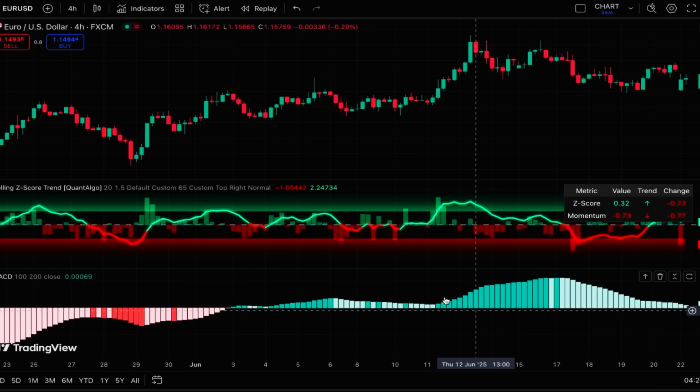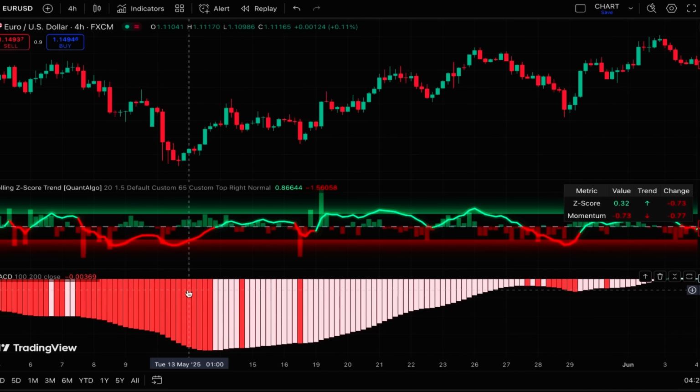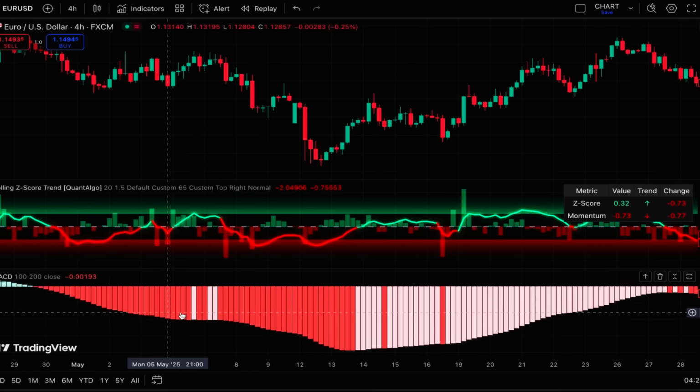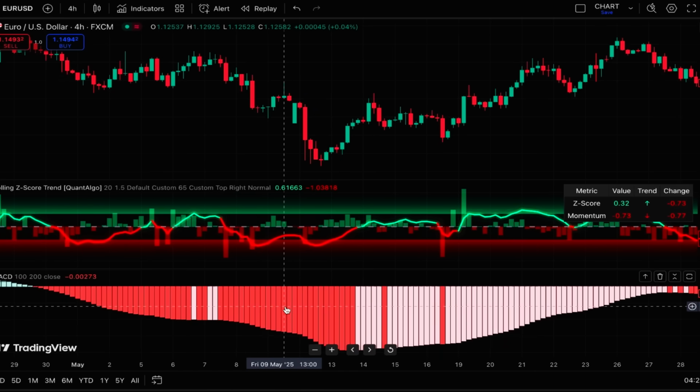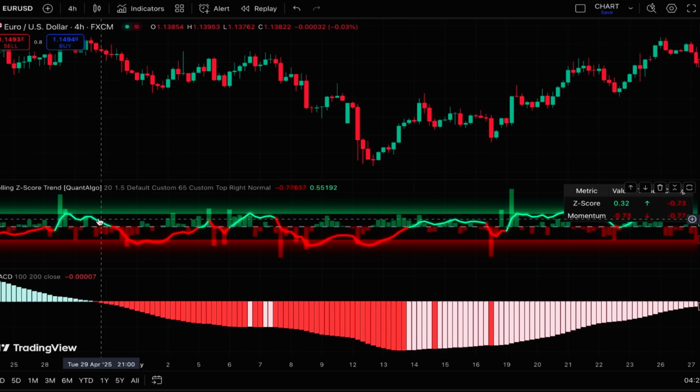This MACD with the special settings that I made can help us with longer term trend of the market. When it is green, the market is trending up, and when it is red, the market is trending down. So when MACD is red, especially when it is dark red, because it shows increasing of downside momentum, here in this indicator, we only take bearish crossovers, which is when the Z-score line crosses below the center line, like this one, this one, and this one.